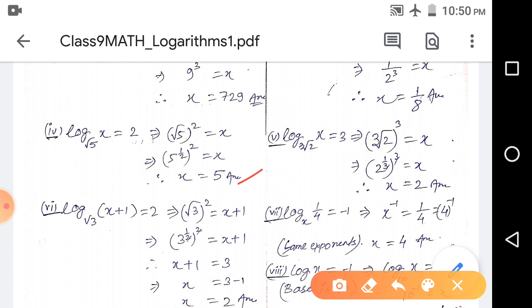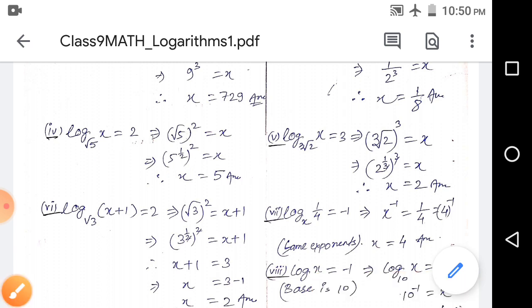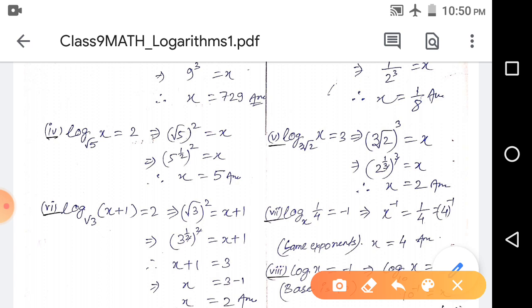This is the answer. See this one, we have log base cube root of 2 of x. So these two are taken with the power 3. So this is cube root of 2 to the power 3. Cube root means 2 to the power, cube root of 2.